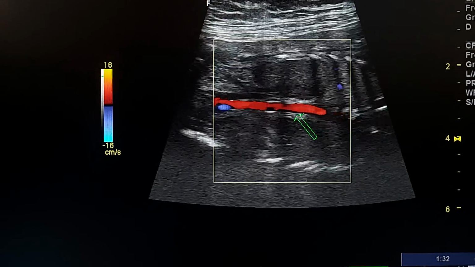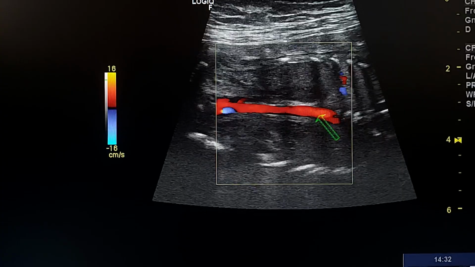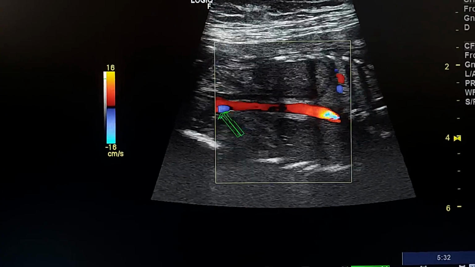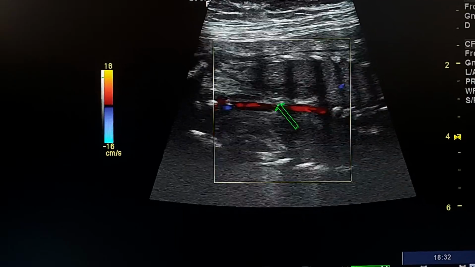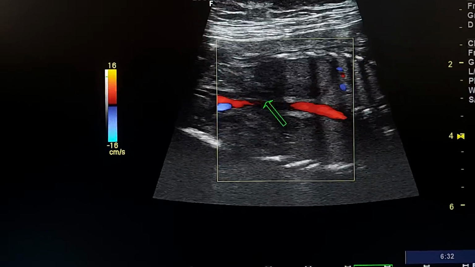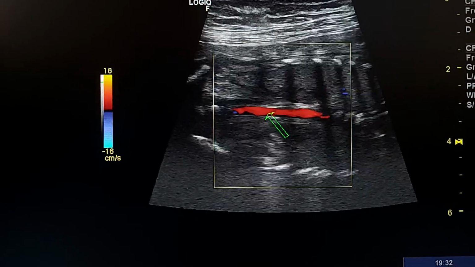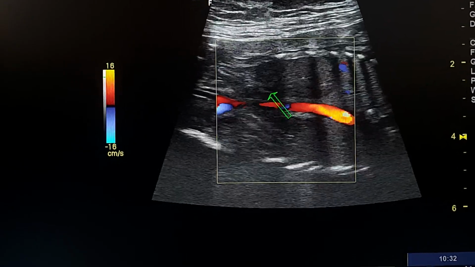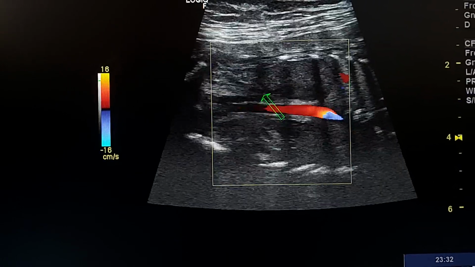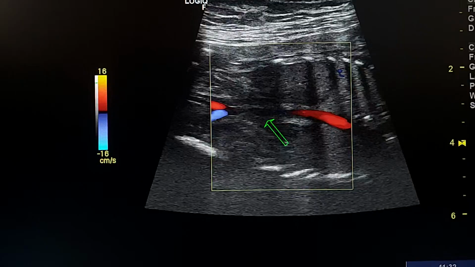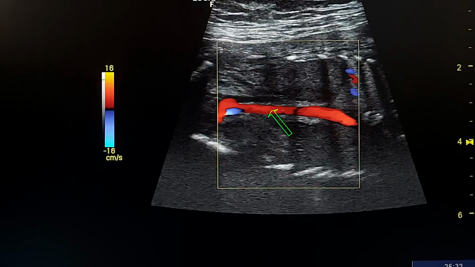This is a coronal section across this fetus, and here we see the abdominal aorta, and this is the bifurcation. We don't see the renal arteries, which should arise perpendicular to the abdominal aorta on each side. This confirms bilateral renal agenesis.